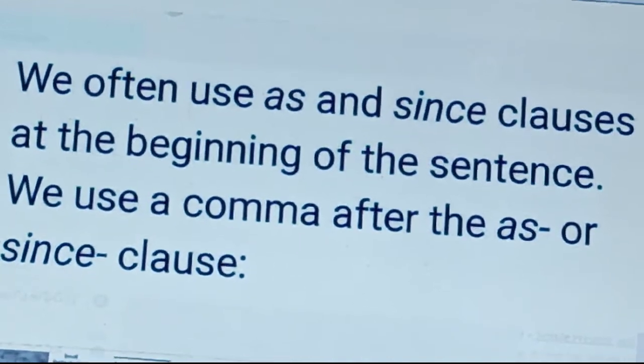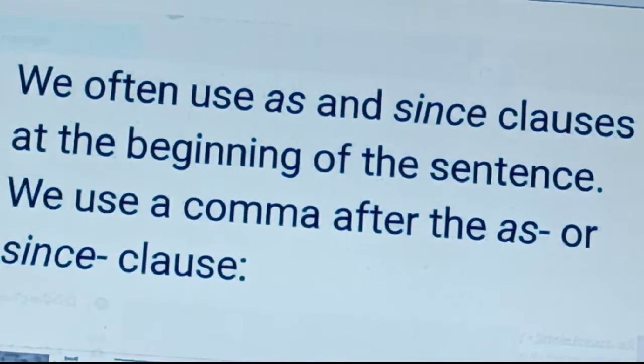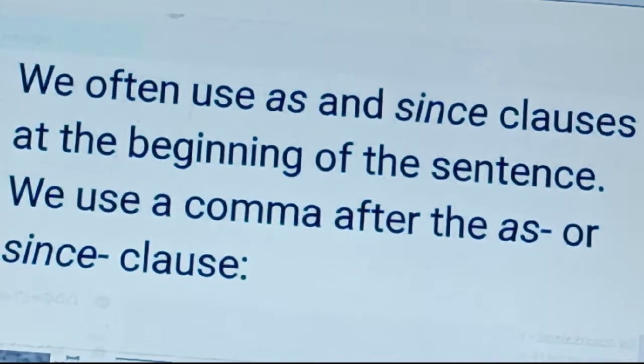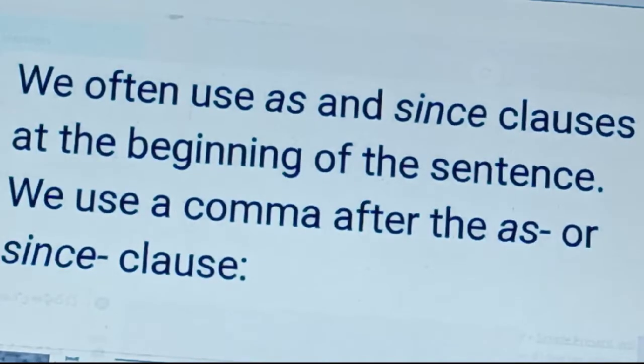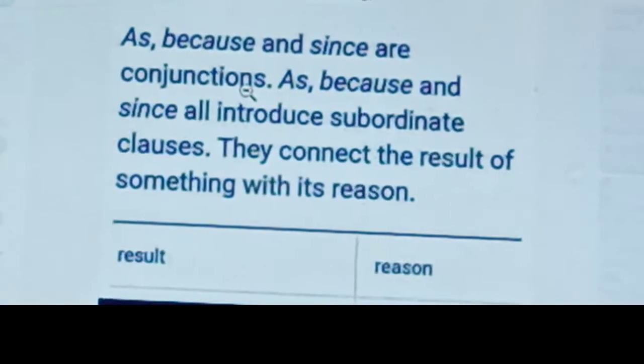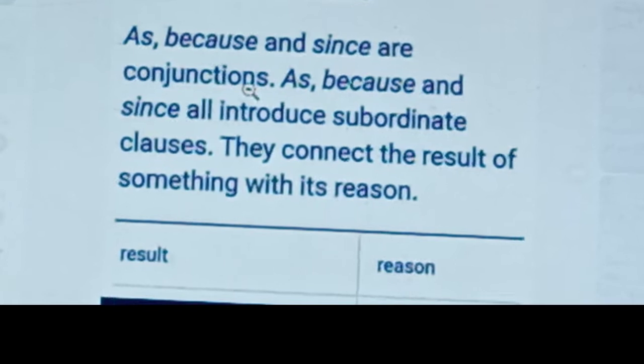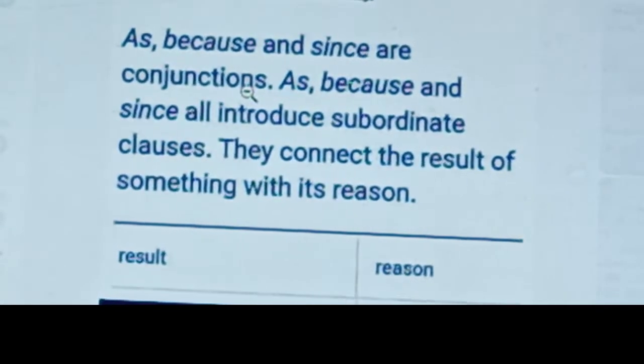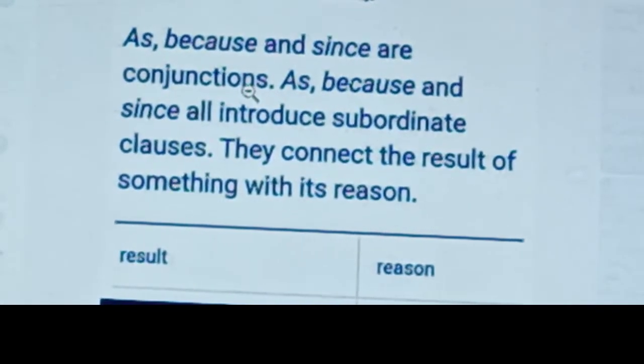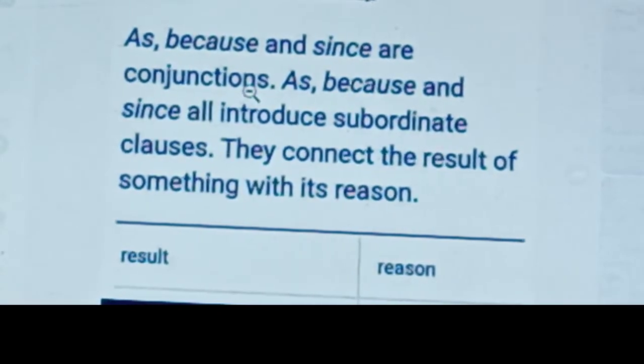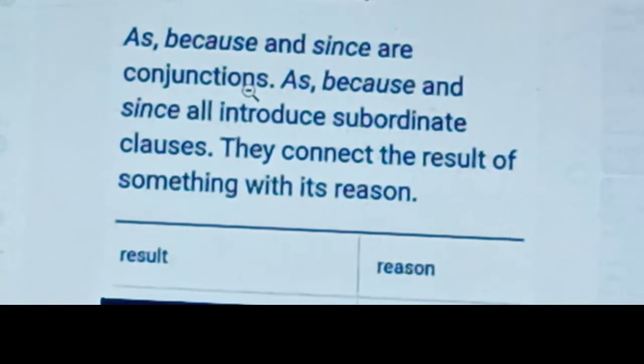We often use as and since clauses at the beginning of the sentence. Because and since are conjunctions. As, because and since all introduce subordinate clauses. They connect the result of something with its reason.